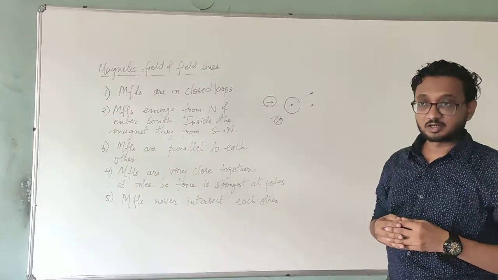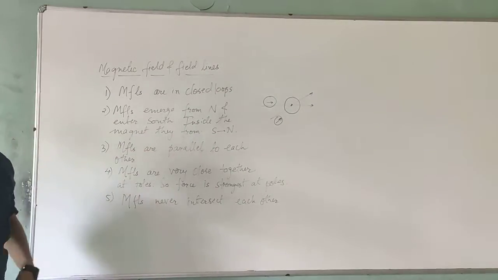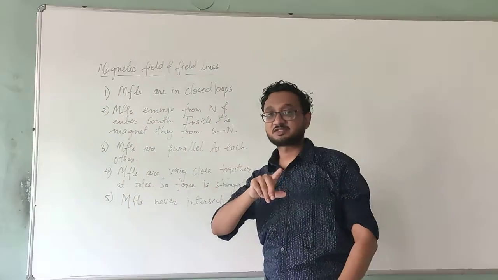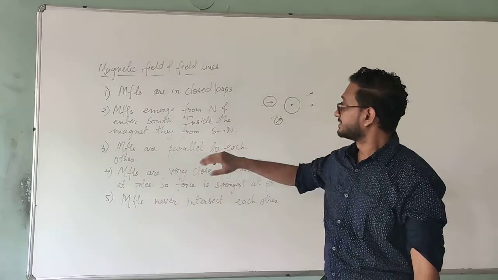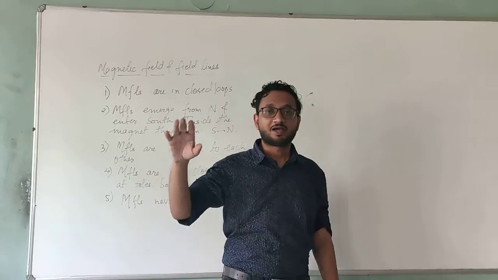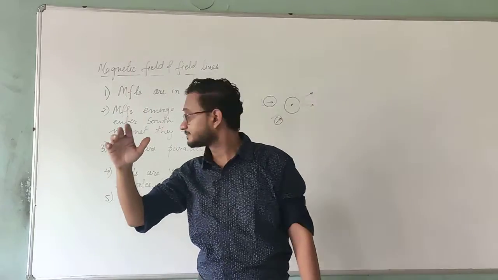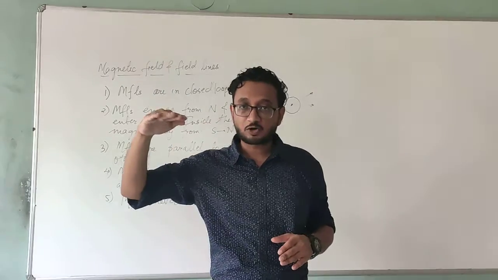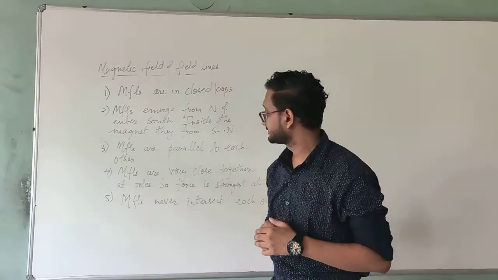I hope this simple explanation is clear to students. We revise all the properties of the field lines. The first one is, magnetic field lines are in the form of closed loops. That is, they are not open diagrams or open figures. They are in the form of closed figures. The second one is, magnetic field lines emerge from the North Pole and then enter the South Pole, and inside the magnet they move continuously from South to North and then from North to South. Third, they are parallel to each other, of course inside a bar magnet, because all the field lines are going straight from south to north, and therefore they are parallel to each other.